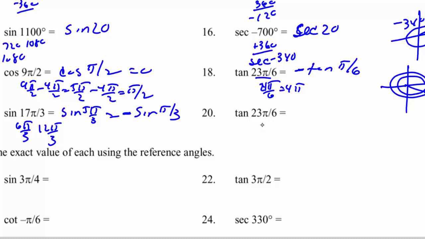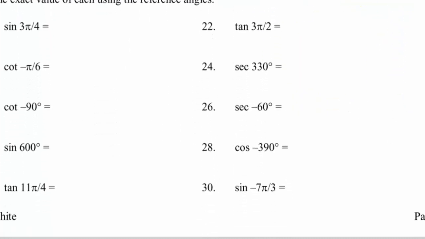23 pi over 6, well, that's the same problem as above. That's negative tangent of pi over 6. I wanted to see if I was paying attention.